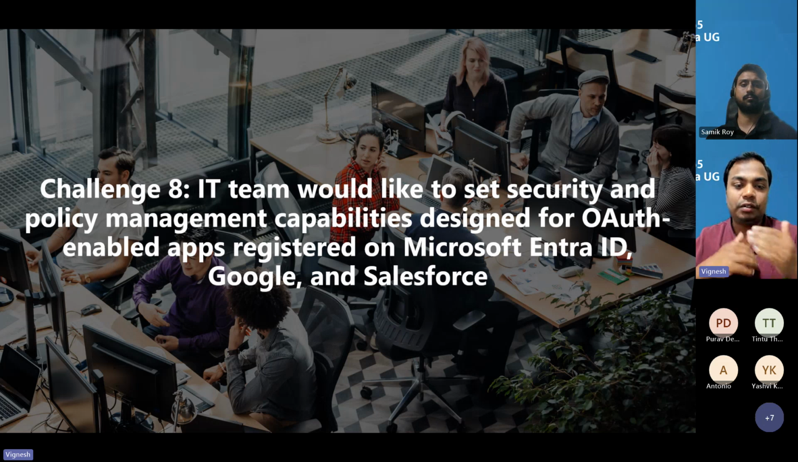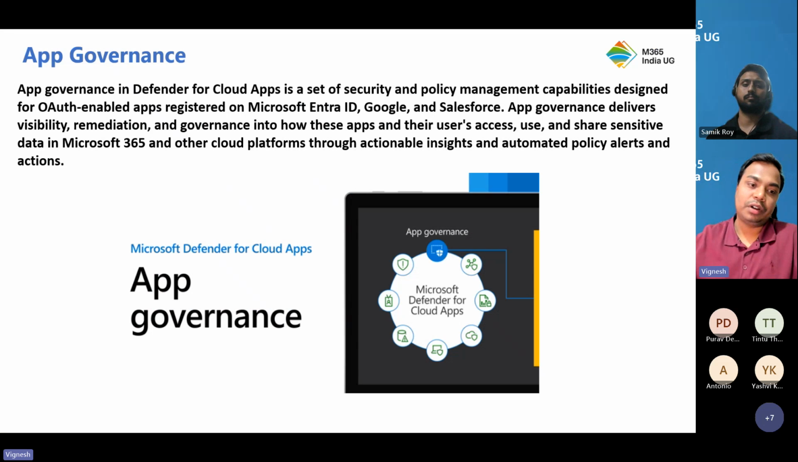So how do you make sure that these OAuth apps are governed, right? For that, the product that I want to bring up is app governance, which is an add-on to your Microsoft Defender for Cloud Apps, right? At a very high level, it's going to govern all your OAuth enabled apps. So these are the core four products and also the other services that coordinate with them, which basically sums up to 8 products inside the Defender suite.